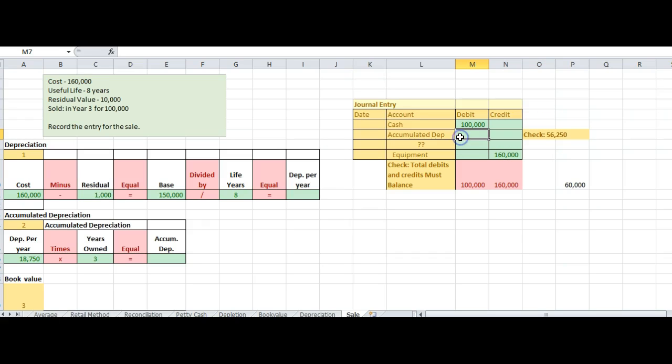Accumulated depreciation is always debited when you're doing a sale. What's the difference? Is it a credit or is it a debit? These here must match. And that is the Chapter 6, 7, and 8 review in a nutshell. Hope it helps.